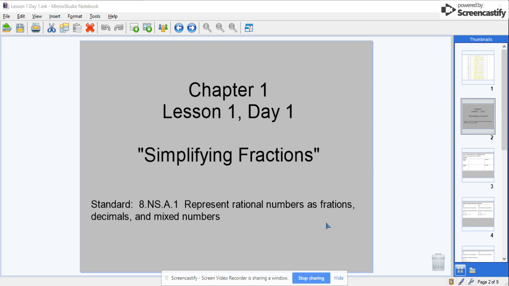All right, today we're going to work on simplifying fractions. This lesson will be covered throughout the next 3 days, but today we're going to just focus in on how we simplify a fraction. The standard that we're working on is representing rational numbers as fractions, decimals, and mixed numbers. So again, like I said, today we're just going to focus on the fraction piece of it.